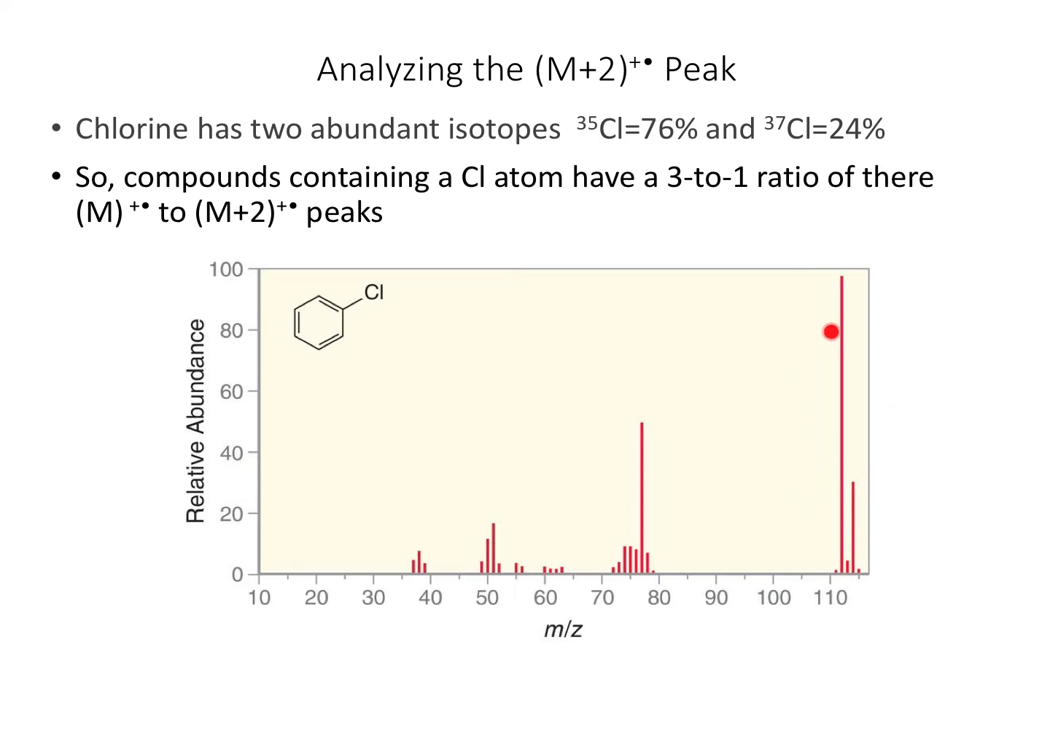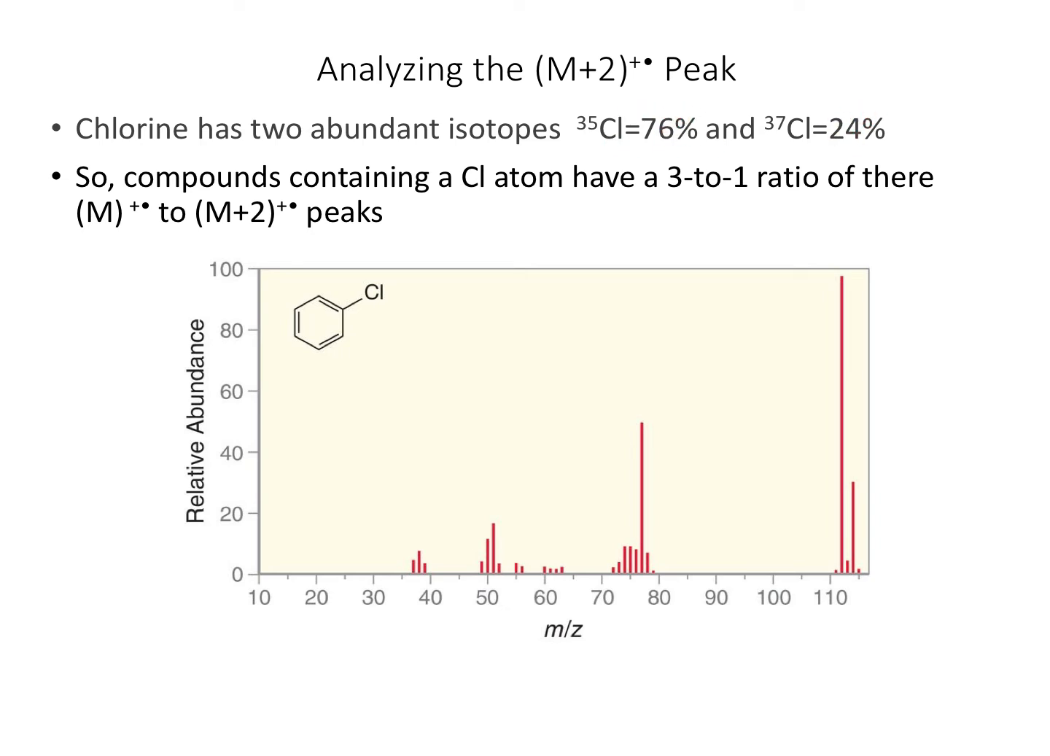And so the reason chlorine gives this unique signal is because, unlike carbon, that is almost all carbon-12 and very little carbon-13 and the other isotopes, chlorine has two relatively abundant isotopes: chlorine-35 at 76% and chlorine-37 at 24%. If you notice, chlorine-37 is obviously 2 mass units heavier than chlorine-35, and the percentage of chlorine-35 is 3 times that of chlorine-37.